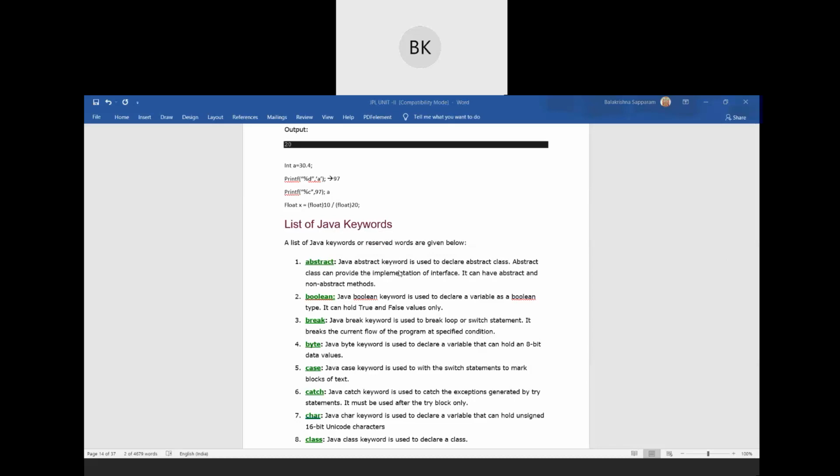Anyone from this class? Keyword is a predefined word, and identifiers are the user-defined words. Finally, the program is made up of keywords, identifiers, special symbols, and functions. That's a program.